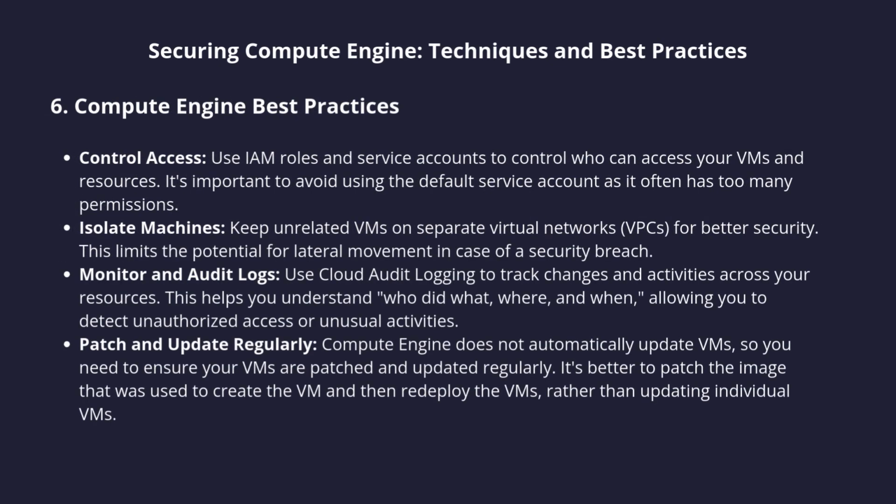6. Compute Engine best practices. Control access. Use IAM roles and service accounts to control who can access your VMs and resources. It's important to avoid using the default service account as it often has too many permissions. Isolate machines. Keep unrelated VMs on separate virtual networks, VPCs, for better security. This limits the potential for lateral movement in case of a security breach.